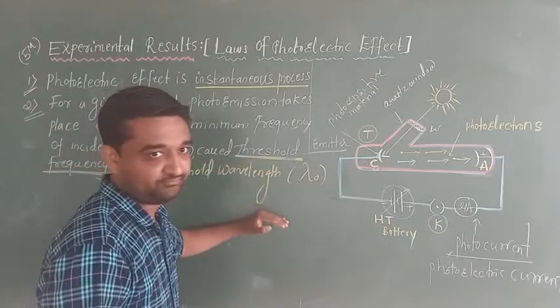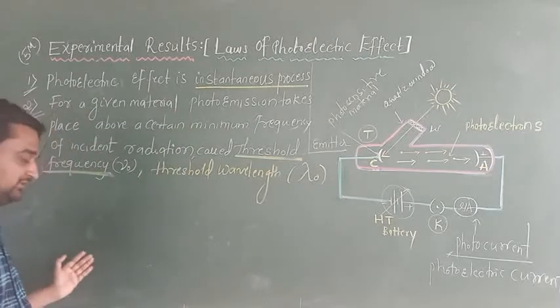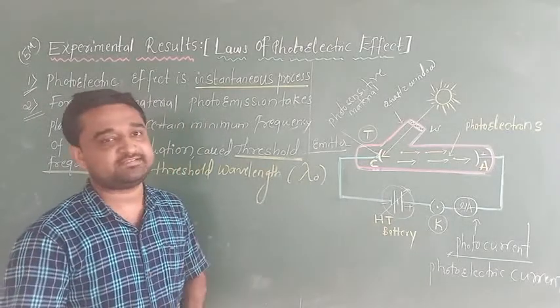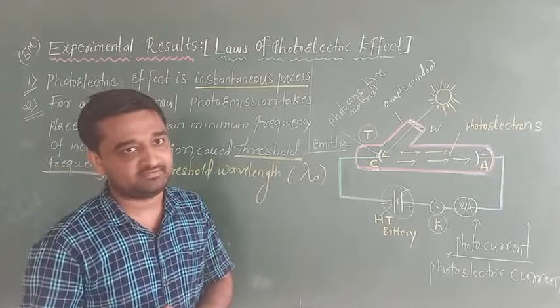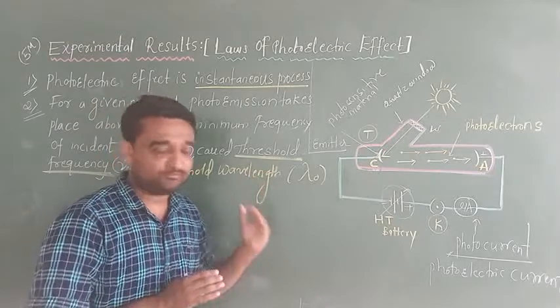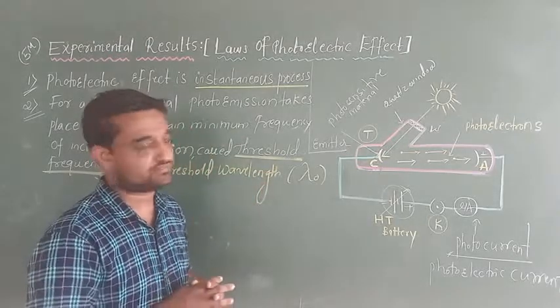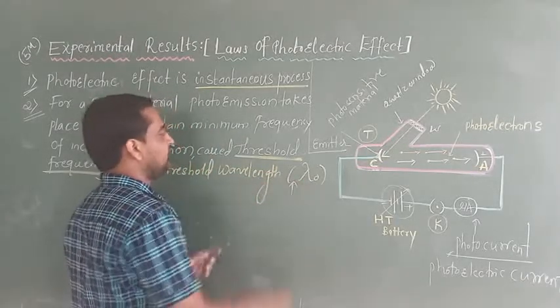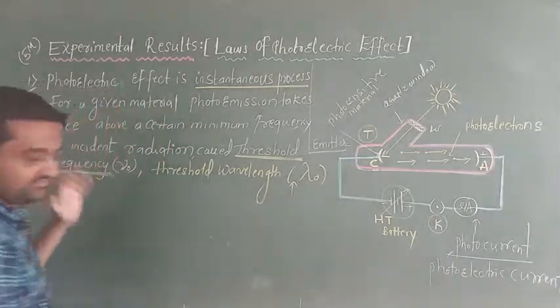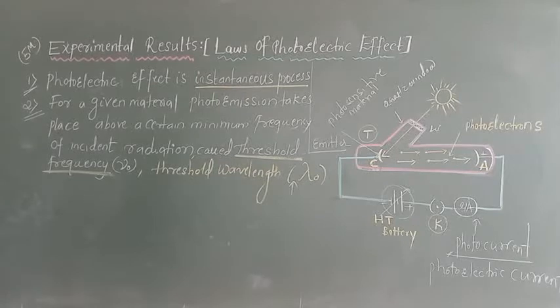Threshold wavelength. Right? So you know that energy is directly proportional to frequency and inversely proportional to wavelength. As the wavelength increases, its energy decreases. So the corresponding maximum wavelength is the minimum frequency. Maximum wavelength is the minimum frequency. So that is called the threshold wavelength and threshold frequency.